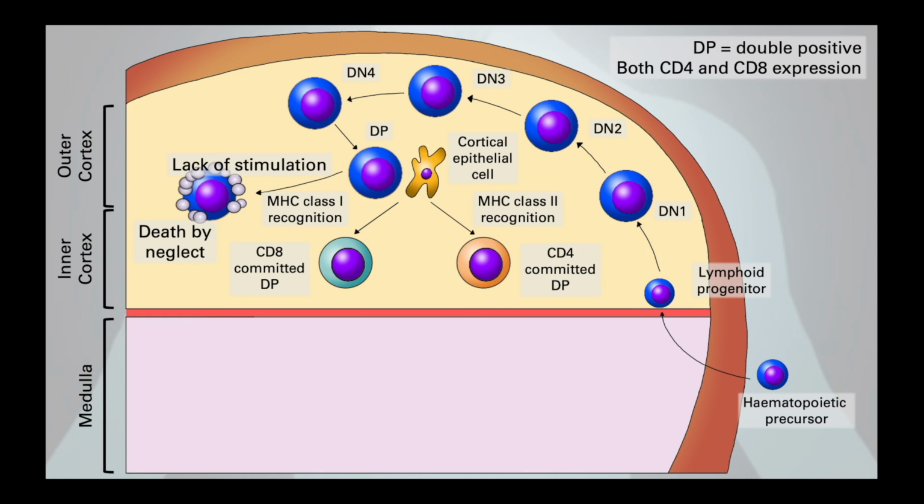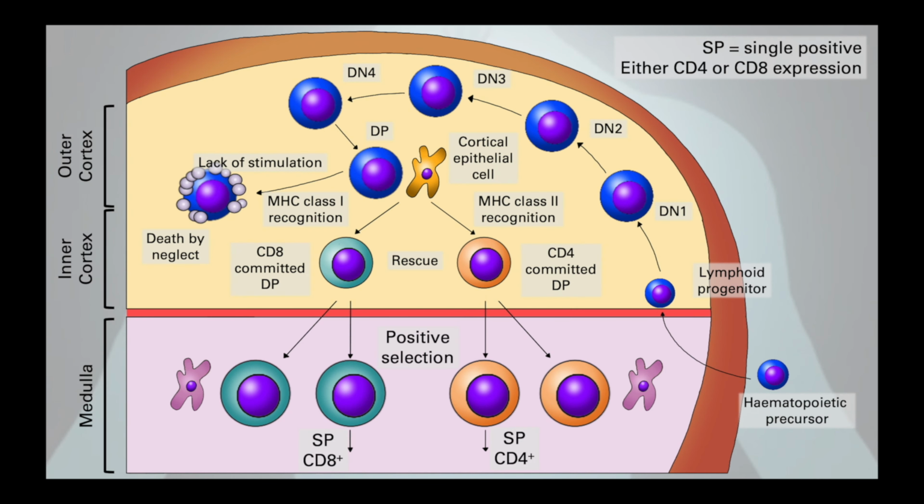These signals include engaging their TCR with self-MHC self-peptide complexes, and the purpose of this is to ensure that the T cells are able to interact correctly with MHC class 1 or MHC class 2, which we call positive selection. If they pass this step, then they are allowed to become a single positive T cell, expressing either CD4 or CD8, depending on which lineage they have previously committed to.